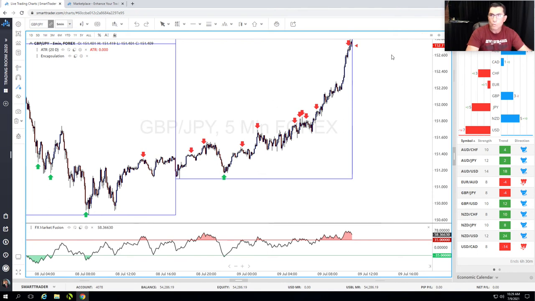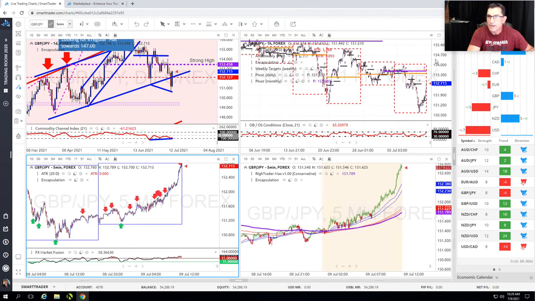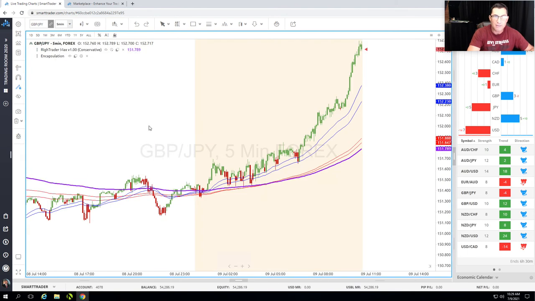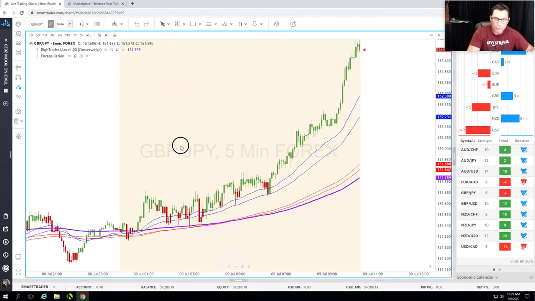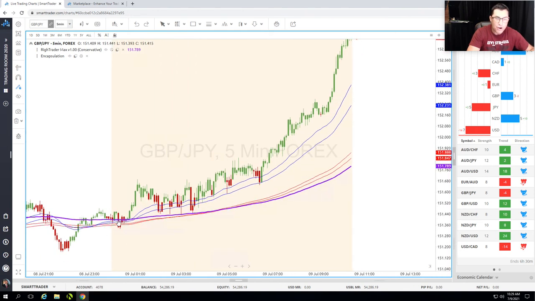That is not the only strategy that we can look at. Look over here, if we go to another 5-minute time frame, using what I like to call Right Trade Max, this signal came off right here. Take a look over here, very early in the session. This is 1 o'clock right here. So let's say after 1 o'clock, after we got that confirmation, we would have had a signal, in fact multiple signals.